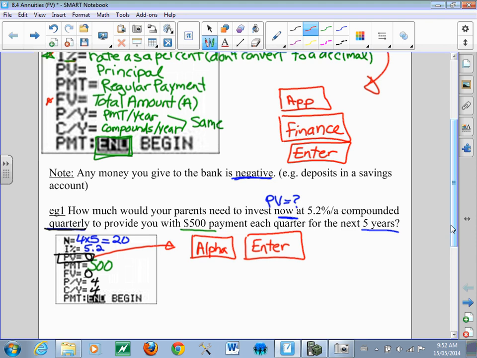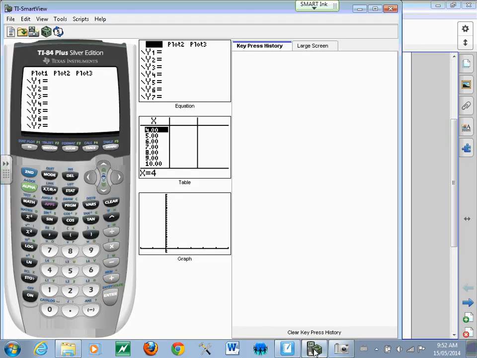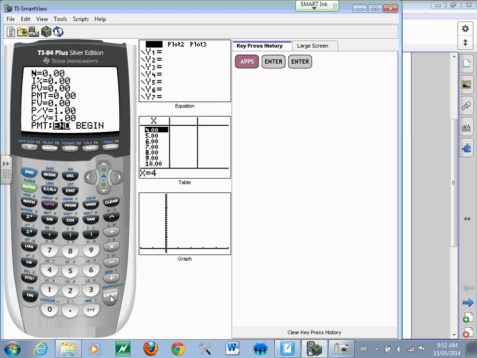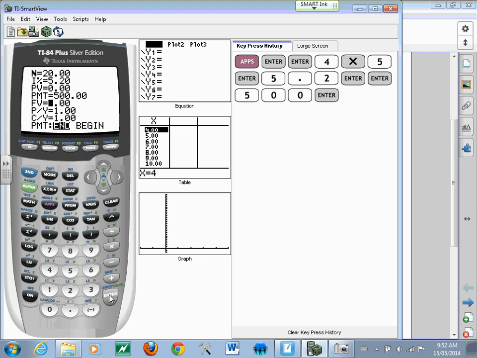All right. So let's transfer over to the graphing calculator. Here we go. How do I get there? I go to apps. I look for finance. It's number 1. It says TVM solver. I press enter again. And now I'm going to enter in my information. So I'm going to go 4 times 5, enter. It'll say 20. 5.2, enter. Present value, I'm going to leave as 0, and then I'm going to come back to it. Payment is, what did we say, 500. Future value, we set as 0. That can stay as is. And payments per year is 4.